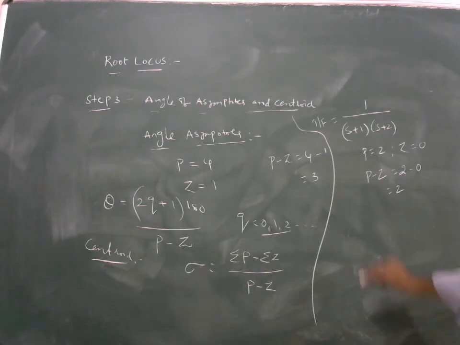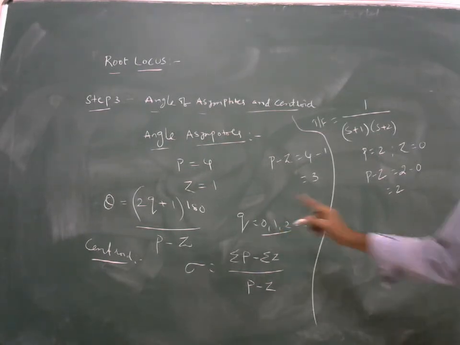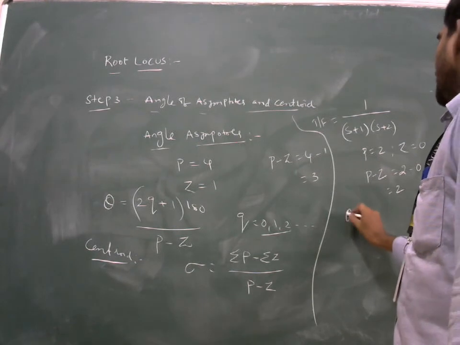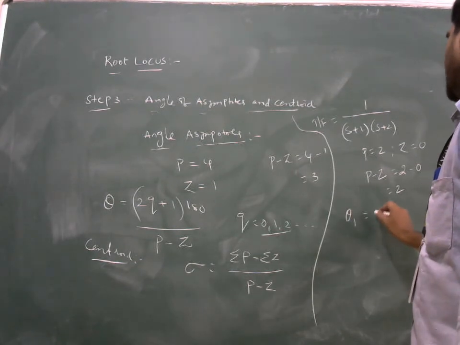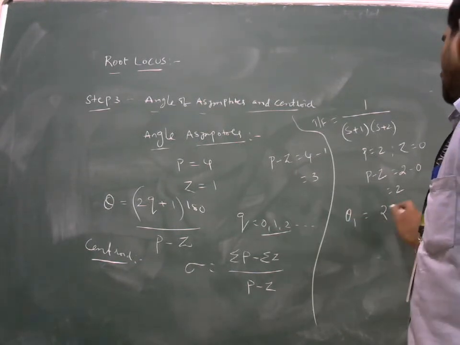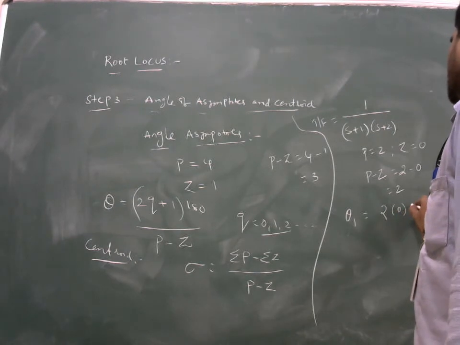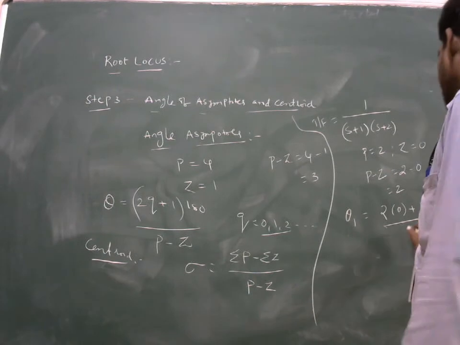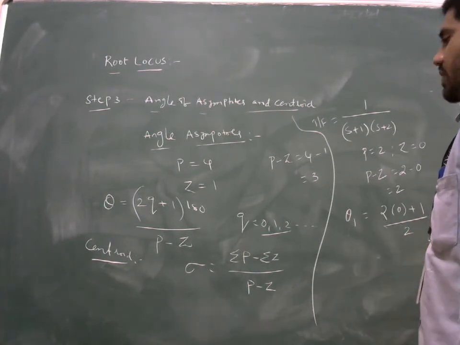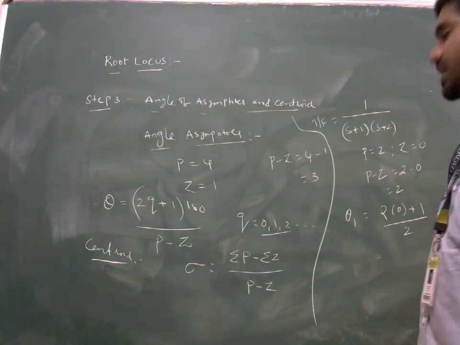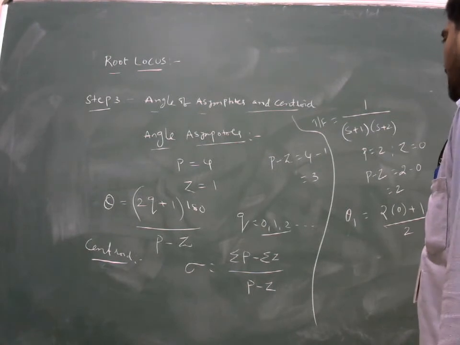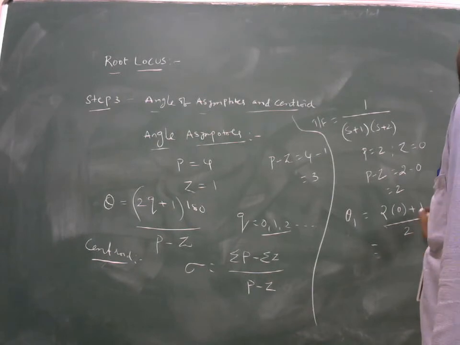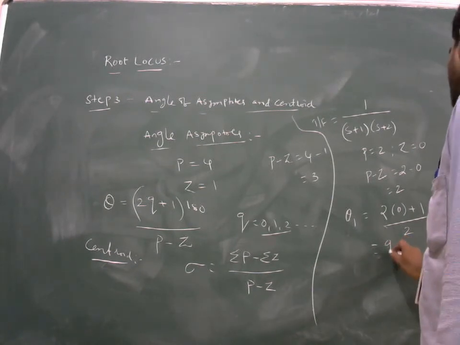2 asymptotes means we need to take q equal to 0 and 1. What is the asymptote formula? Theta 1, we need to calculate theta 1. That means (2q plus 1), q value 0, divided by P minus Z. P minus Z value is 2 minus 0, that is 2, into 180. How much are you going to get? 180 divided by 2, which is 90 degrees.